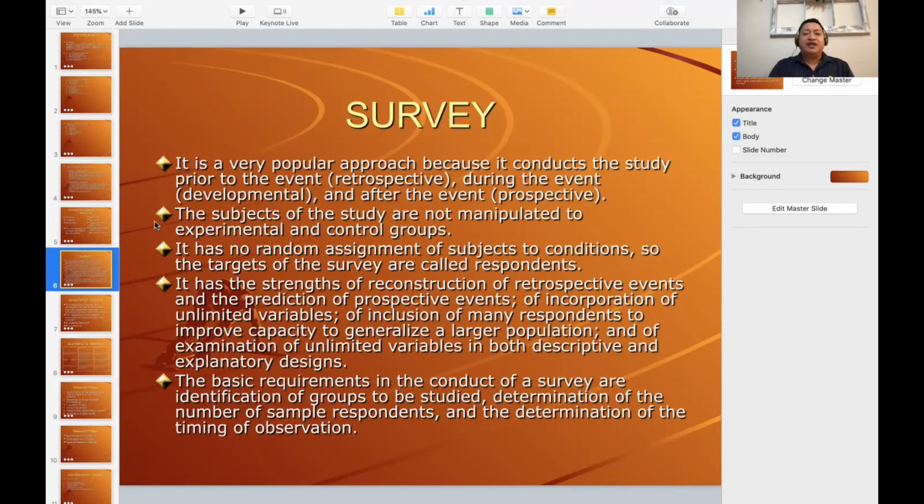Next, the subjects of the study are not manipulated into experimental and control groups. So a survey is an informal way to gather information from respondents or individuals. It is not very formal or sophisticated like you are in a control lab, experimenting with an anti-viral vaccine that needs an experimental group, those you did not give the medicine or vaccine, and the control group, those you have given the medicine or vaccine. And you will see if the results of both groups will have an effect or not. So a survey is not like that. Then it has no random assignment of subjects to conditions. So the targets of the survey are called respondents.